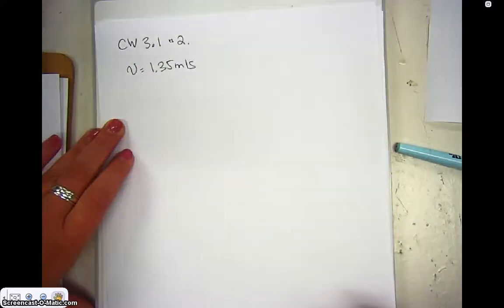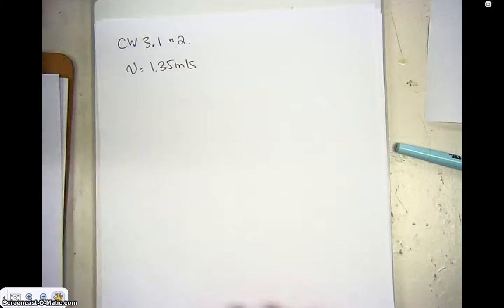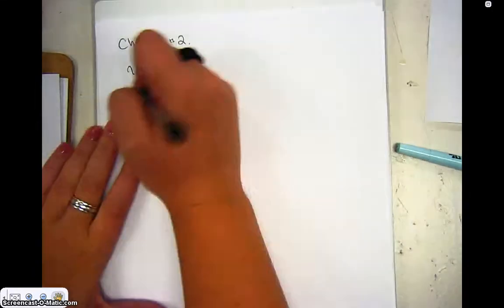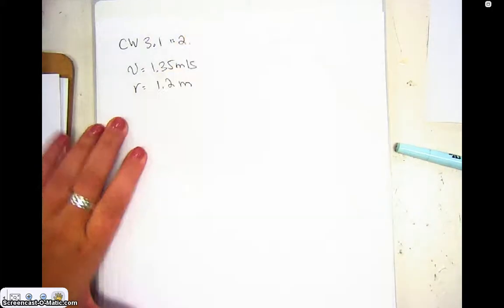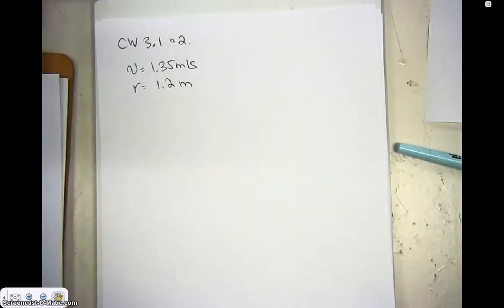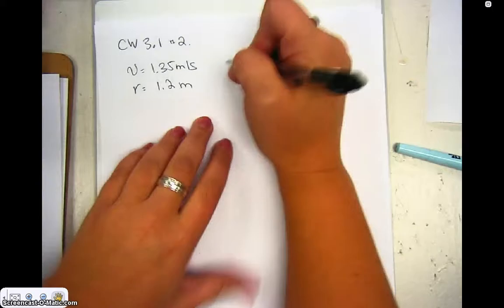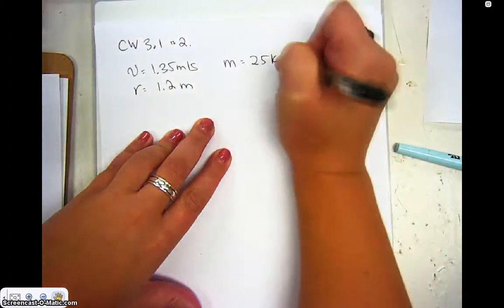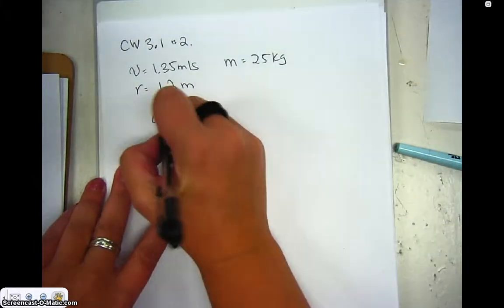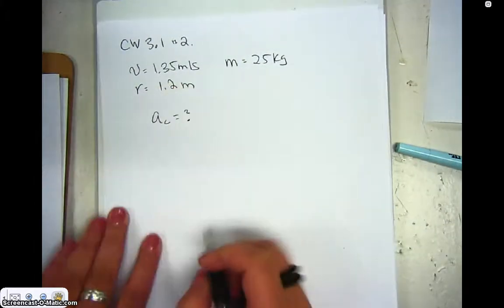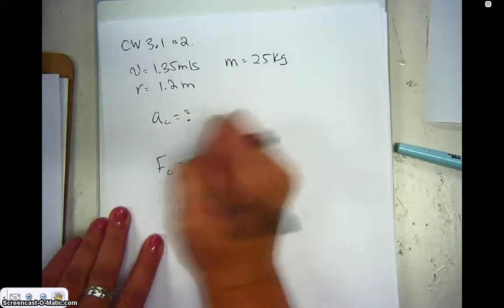And it says when the child is 1.2 meters from the center of the merry-go-round, so that would be the center, 1.2 meters would be my radius, okay? It says calculate the centripetal acceleration and B, the net horizontal force exerted on the child if the child has a mass of 25 kilograms. So the mass of the child is 25 kilograms, okay? And then the questions that were asked are centripetal acceleration and also the force, or the centripetal force.